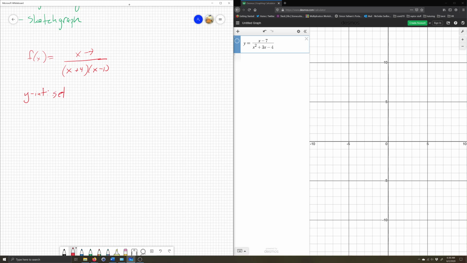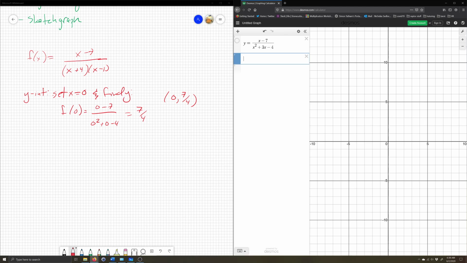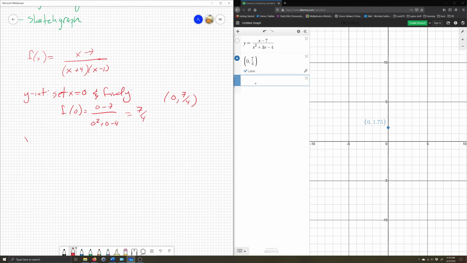So in order to find the y-intercept, you're going to set x equals 0, and you're going to find y. So f of 0, if I look at the original expression, is 0 minus 7 over 0 squared plus 0 minus 4, which is 7/4. So my y-intercept is the point 0, 7/4. So there is my y-intercept.